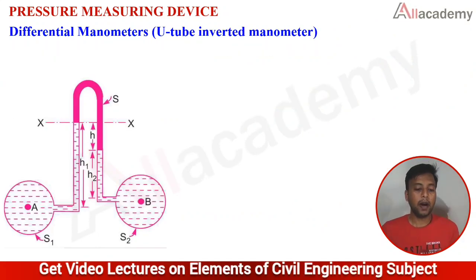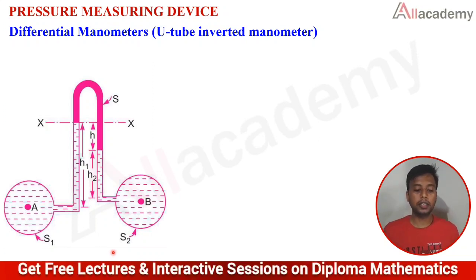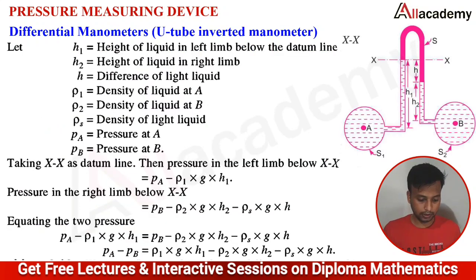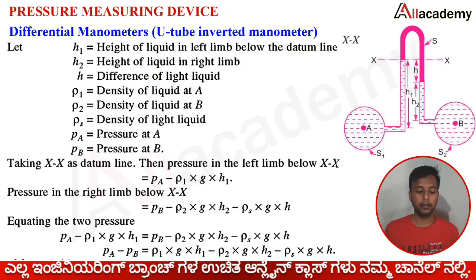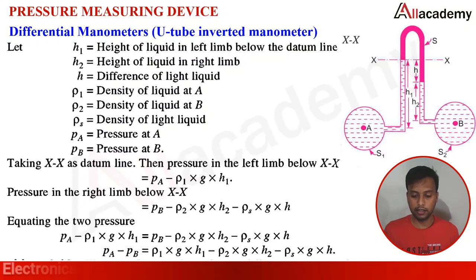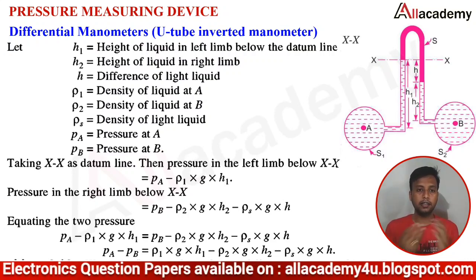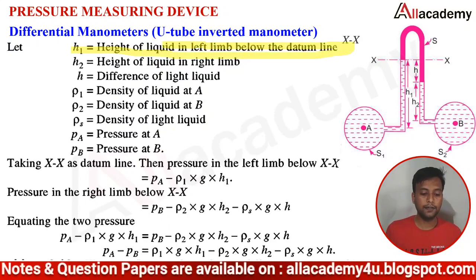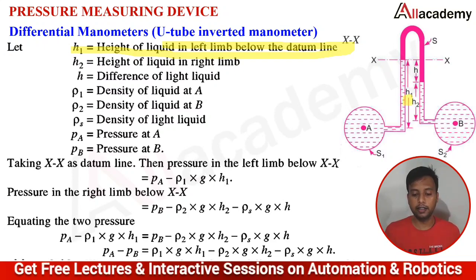The next type of manometer is the differential U-tube inverted manometer. So this is an inverted U-tube manometer. How to measure the pressures? Now if this contains different liquids at different heights, you can see there is a difference in the points and it contains different types of liquids. Now H1 is the height in the left limb with respect to xs. Here you can see this H1. Similarly H2 is the height in the right limb. So this is a height with respect to the mercury height.